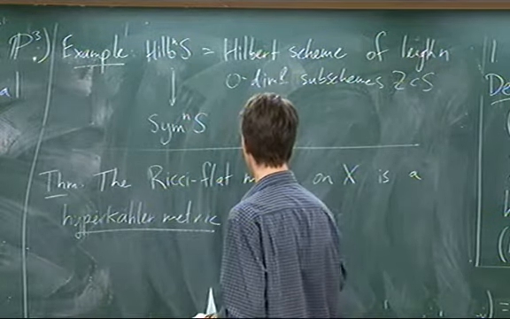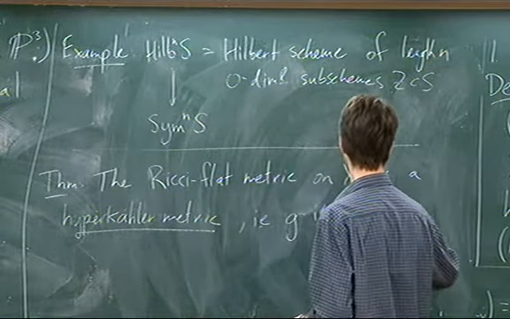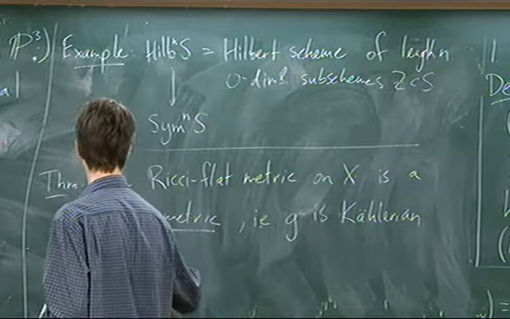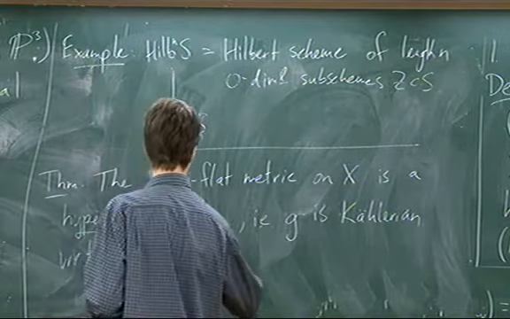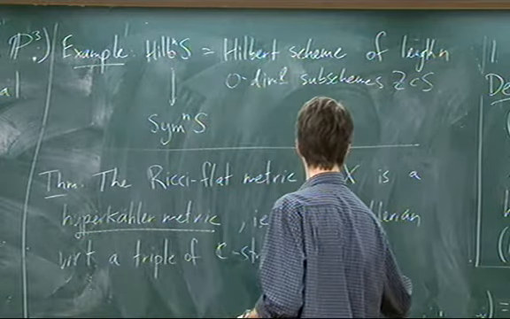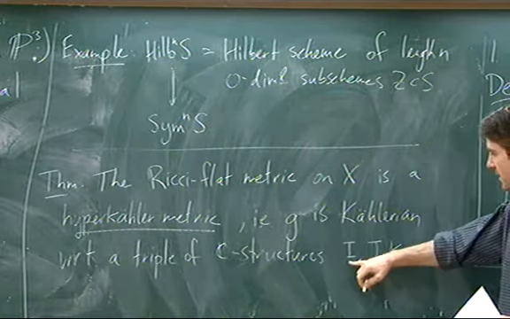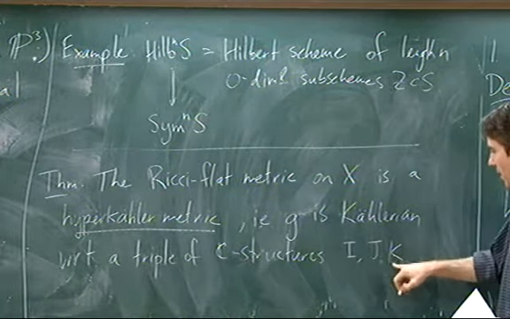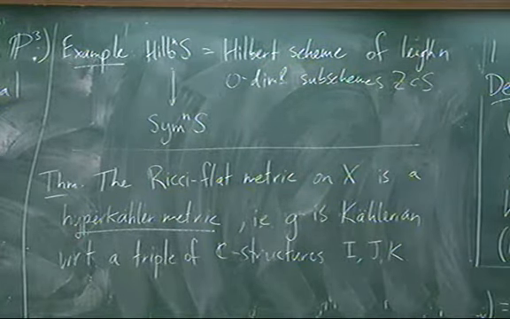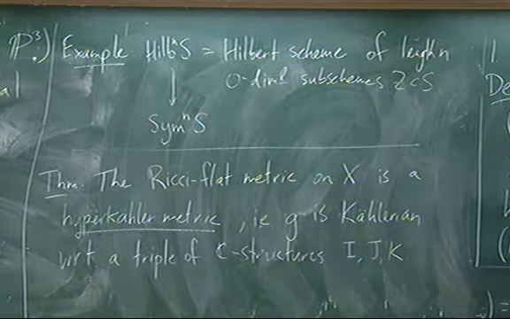Okay, so in other words, the metric is Kählerian with respect to a triple of complex structures. I is just the complex structure on X, and then there are two other complex structures on the underlying smooth manifold. And g is Kählerian with respect to all of these. Together these behave like the quaternions. They make each tangent space to X into a quaternionic vector space.